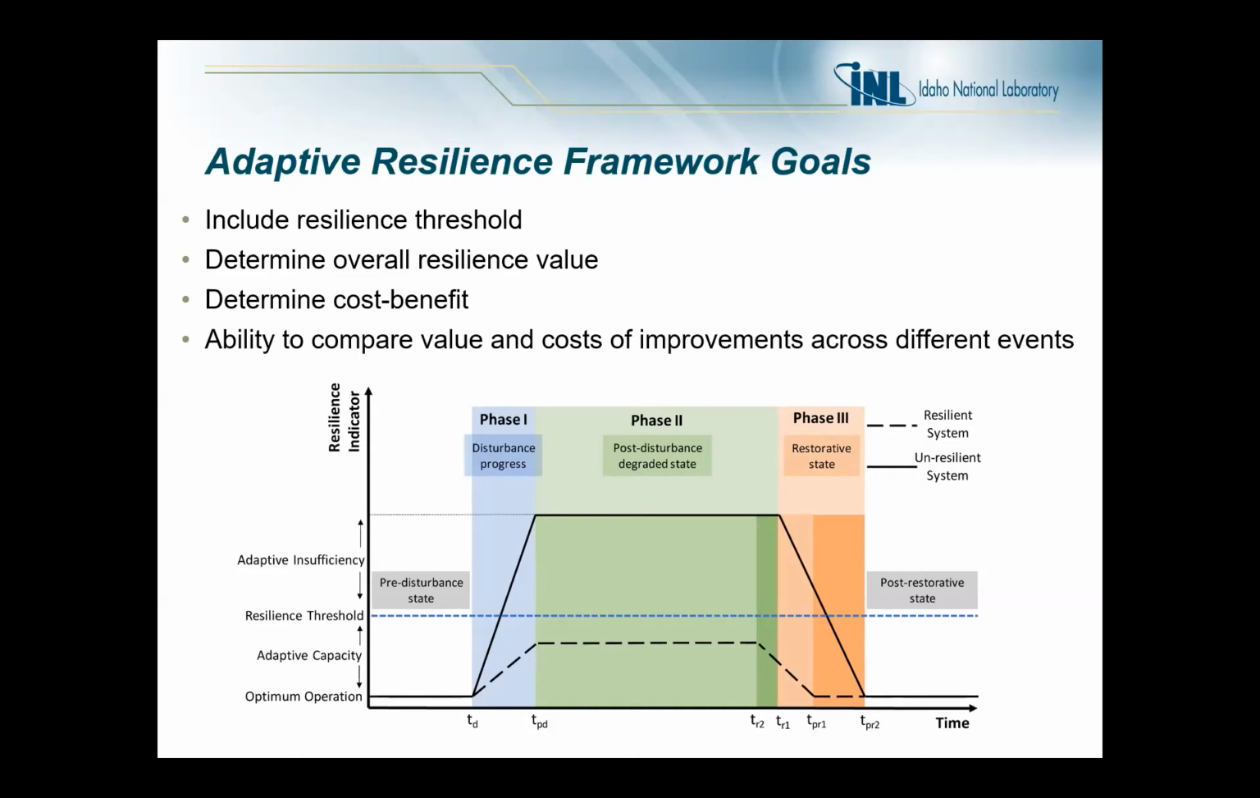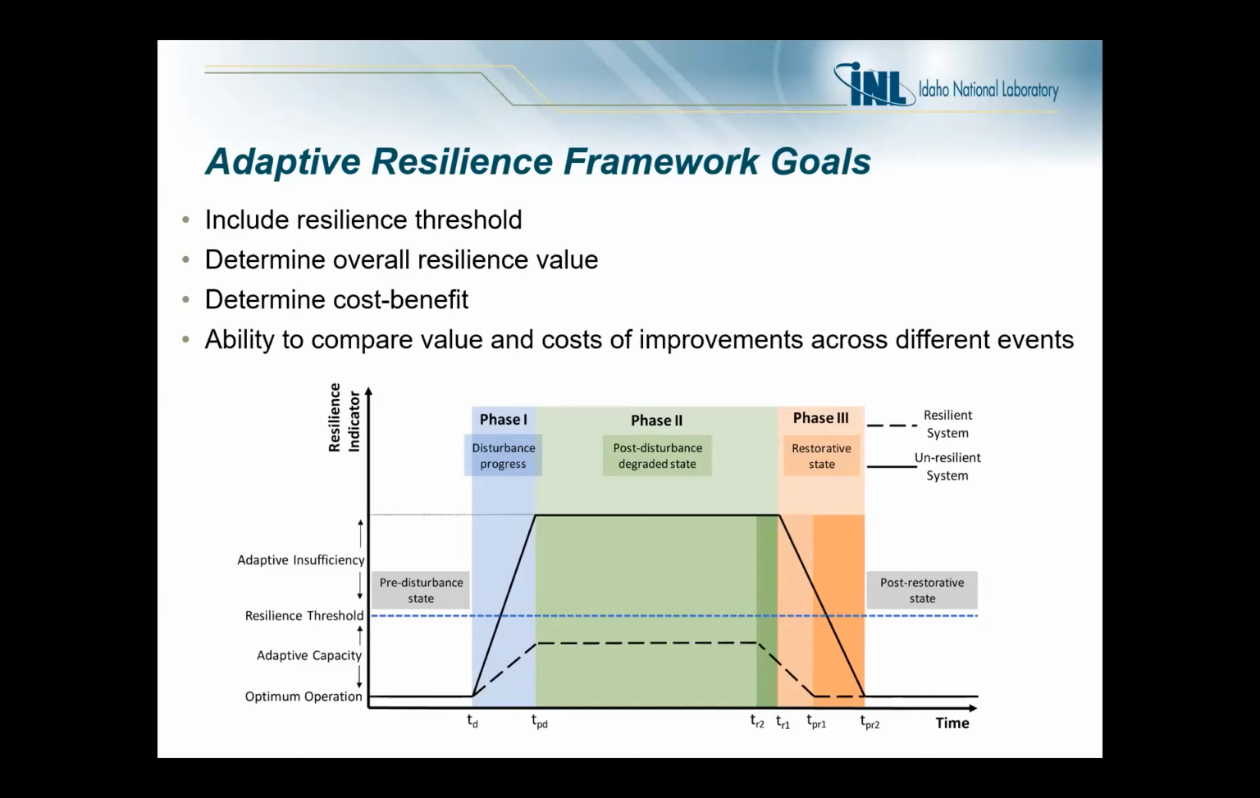So below you can see our framework. There is that dotted line, which is the resilience threshold. The curve here is actually flipped upside down, as that's for the resilience indicator metric that we used in our case study. This is the way that the framework made sense, so that's why it's inverted here.